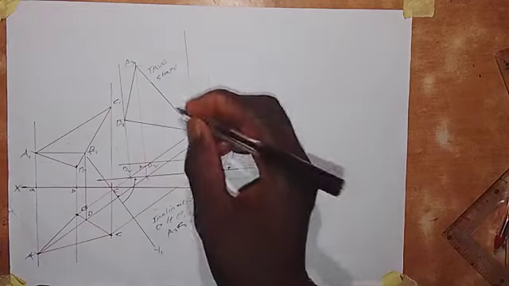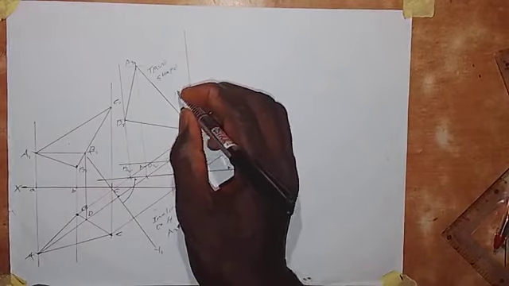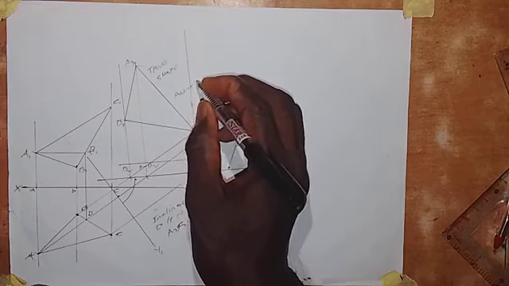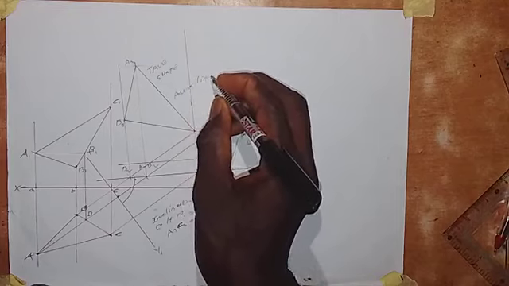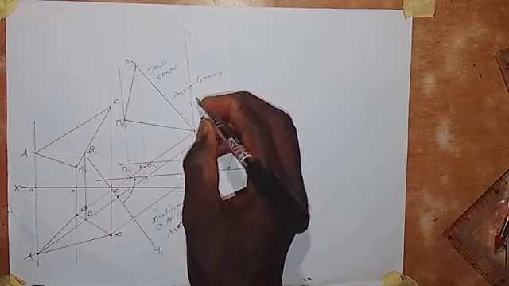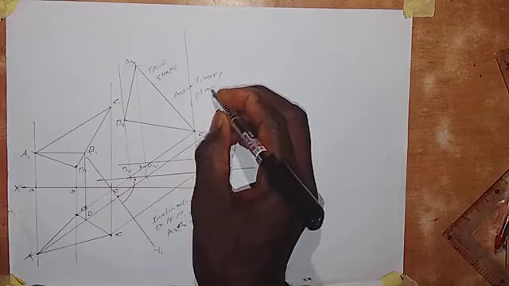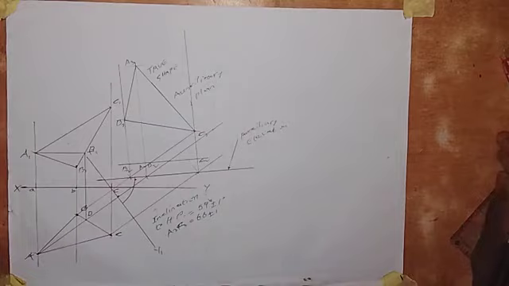Then auxiliary plan. This shape itself is the auxiliary plan. This particular shape that we call the true shape is also the auxiliary plan. Okay, so this is it. All right, so we have answered the questions as we see it.